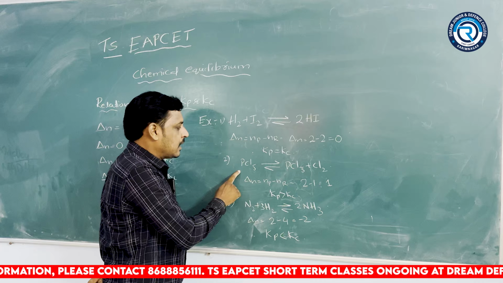Kc? Kp equals Kc. When delta n is 0, the relationship is Kp equals Kc.